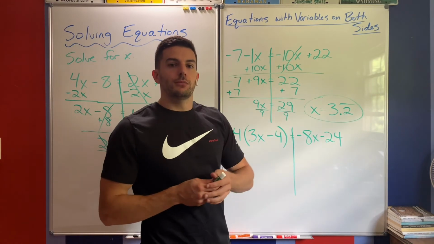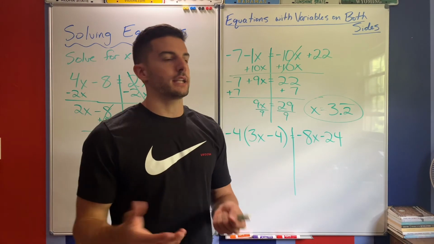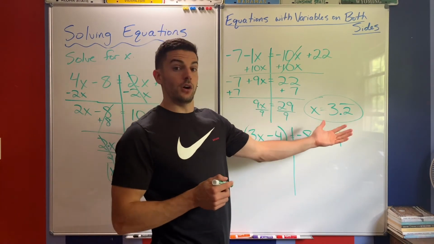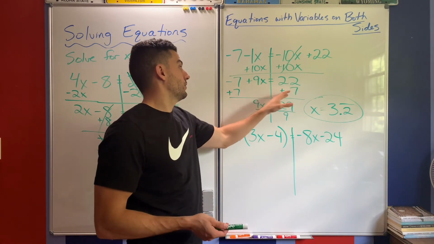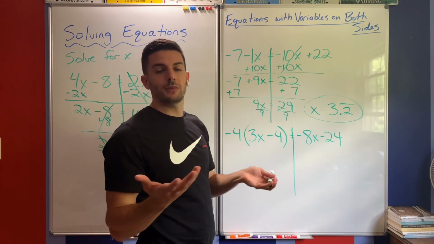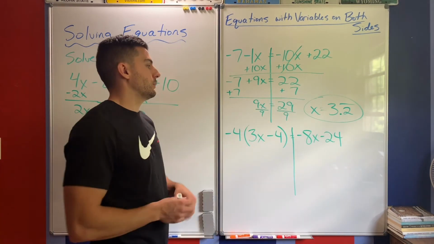Oftentimes you'll end up with a whole number answer, but there are times where you get a decimal. Don't just assume that if you get a decimal answer that it's wrong. It just means check your work pretty thoroughly. Make sure you got all your steps right. Sometimes you make mistakes, like I did with the 3.3. But anyway, last one here.